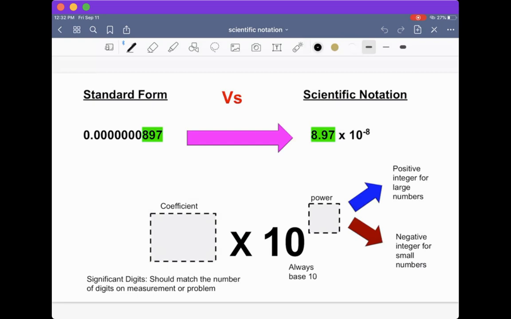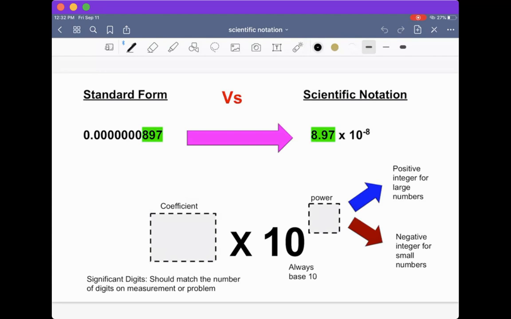Okay, so how do we place a number from the standard numerical form that we're used to seeing into scientific notation? It is a very simple process, and all scientific notation will have the same format. So here we have a standard form where we have a bunch of zeros and then the numbers 897. We know that this 897 is extremely, extremely small, whatever type of quantification it is, with lots of placeholders, okay?